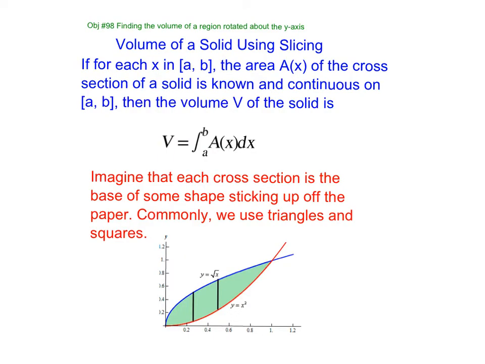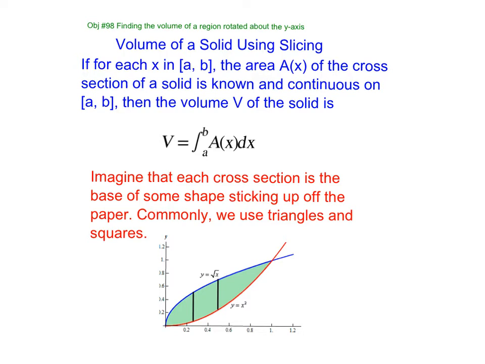All right, so the last type of volume problem is different than the others. Volume of a solid using slicing: if for each x, the area of the cross-section of a solid is known and continuous, then the volume is the integral of A of x. So this one's different. Notice there's no reference to rotation. We're not rotating anymore.